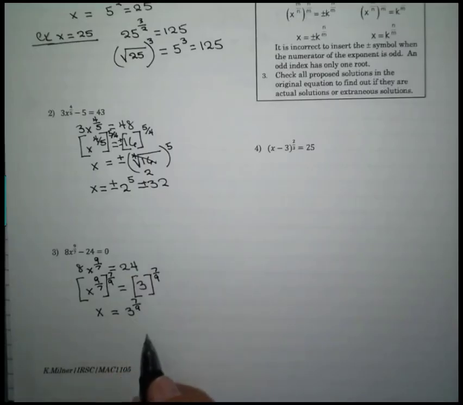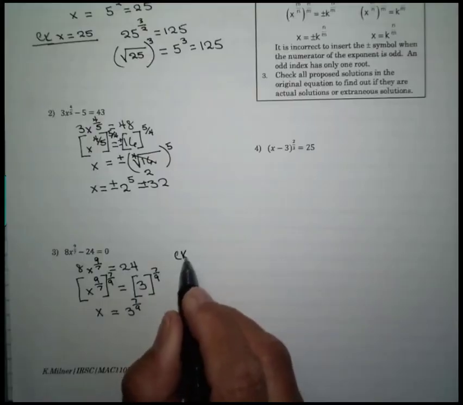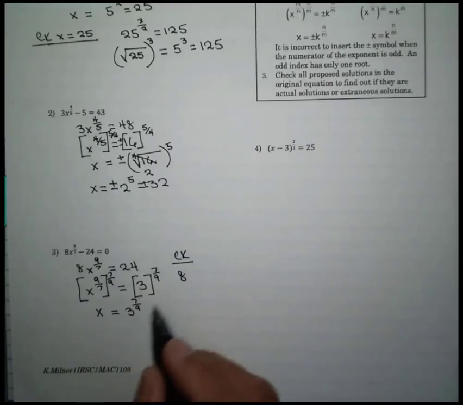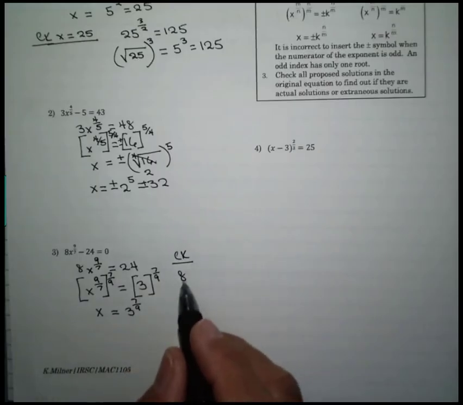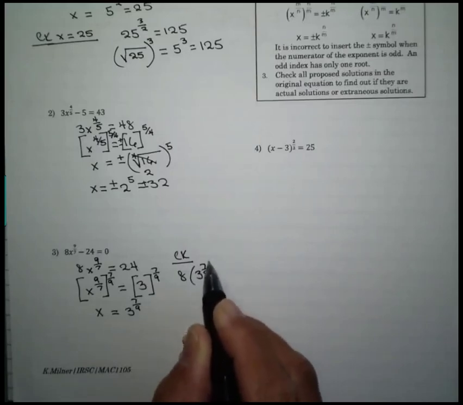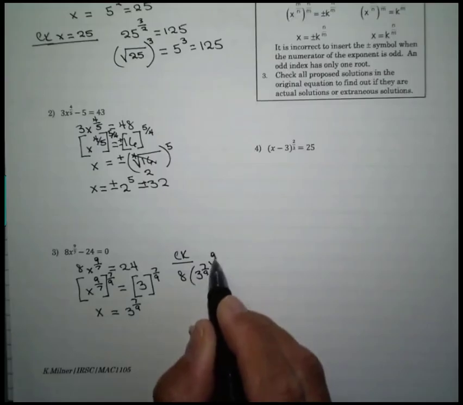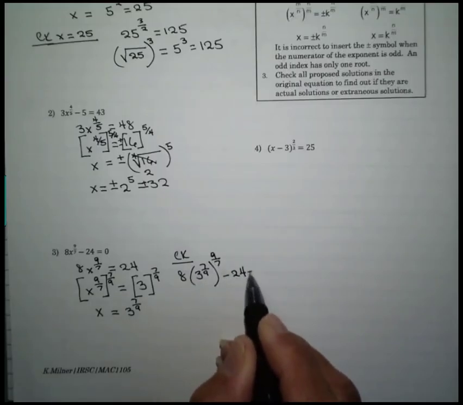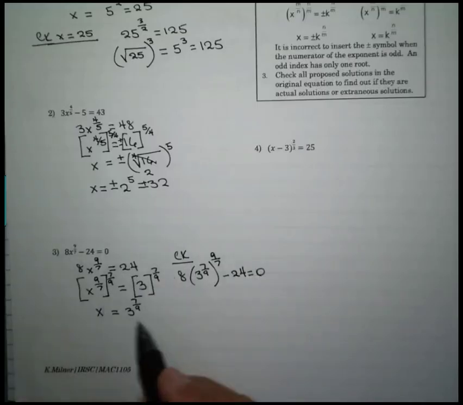So let's try the check, and I'll see if I can show you what I mean here. When I check, I'm going to say 8 times, and instead of x to the 9/7, I'm going to put in there 3 to the 7/9, and then I'm going to put my exponent of 9/7. Minus 24 is equal to 0. I just replaced the x with 3 to the 7/9, is all I did.